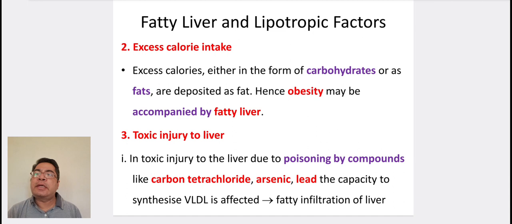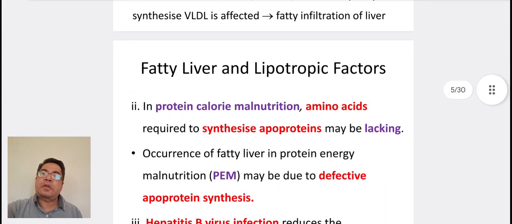Second important cause is excess calorie intake. Excess calories, either in the form of carbohydrates or as fats, are deposited as fat. Hence, obesity may be accompanied by fatty liver. Third important cause is toxic injury to the liver. In toxic injury to the liver, due to the poisoning of compounds like carbon tetrachloride and arsenic, the capacity to synthesize VLDL is affected. Hence, fatty acid infiltration of liver occurs.